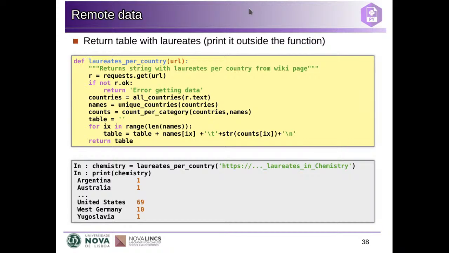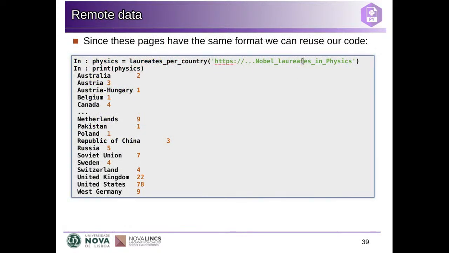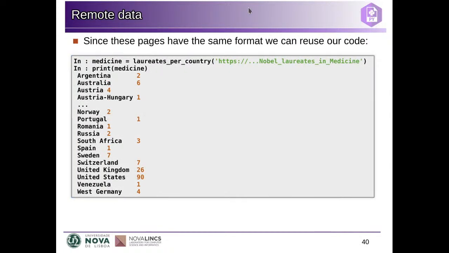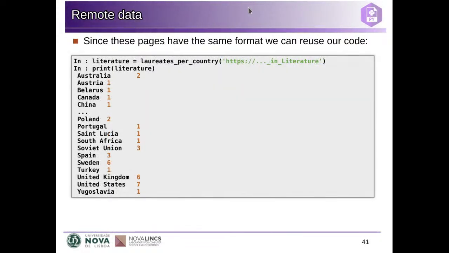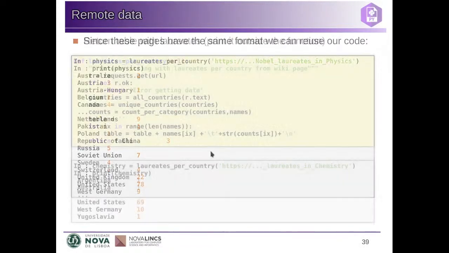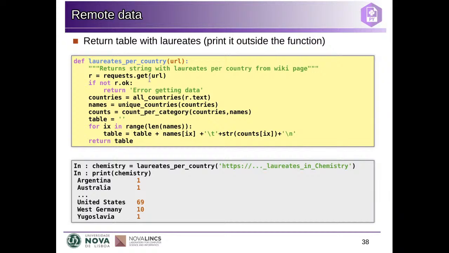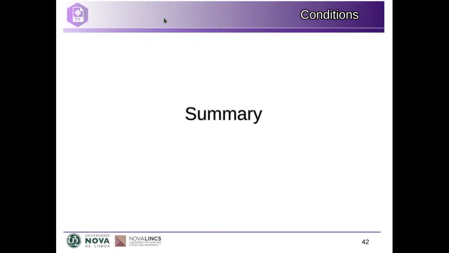Okay, so now that we have this generic function, we can look at the results from other Nobel Prizes. For example, physics, we get the same kind of result. We can do medicine, literature, and so on. So we have here the lists for the different Nobel Prizes, and all we need to do is change the URL we feed into the function, because since Wikipedia has everything in the same format, we can get this easily from all these different pages.